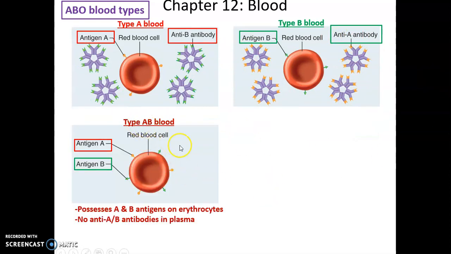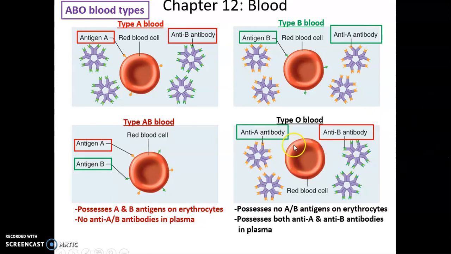Someone with blood type AB, again, they have both the A antigen and the B antigen. Both are present on their red blood cells. Because of this, there are no antibodies against A or B. They're supposed to be in the body, so there's no reason to target them as invaders.